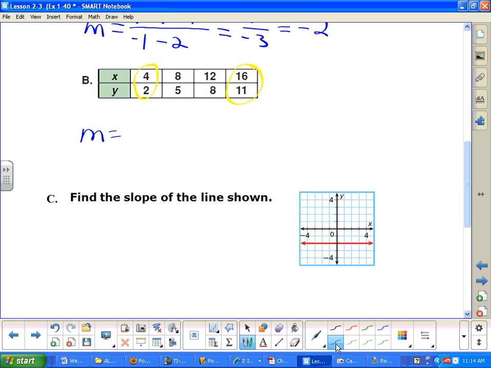So we have 11 minus 2 in the numerator, changing the y values, over 16 minus 4 in the denominator, the change in the x values. So when we say change, we're talking about subtracting. 11 minus 2 is 9. 16 minus 4 is 12. So we get 3/4. And we could have chosen any 2 points there, and we would have got the right answer.